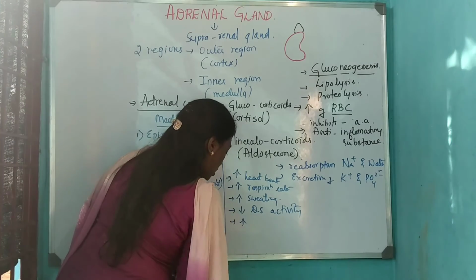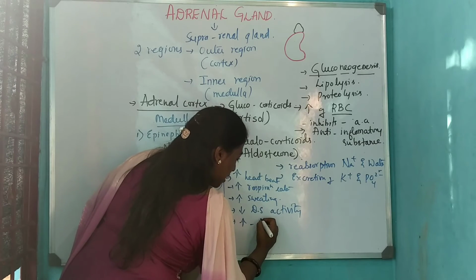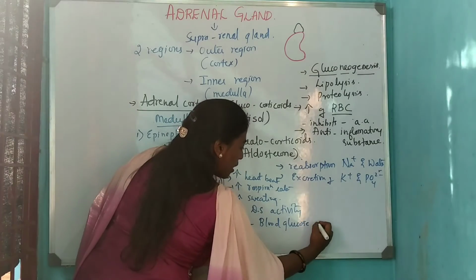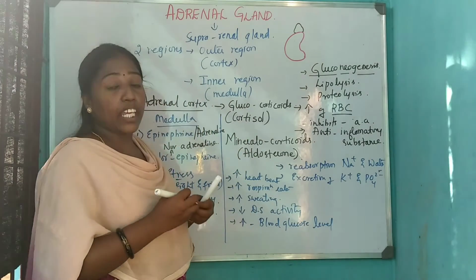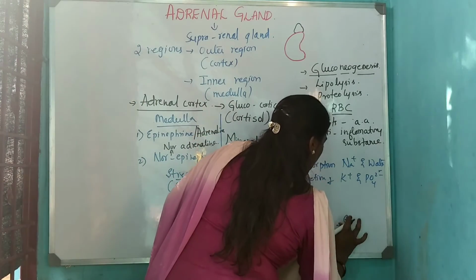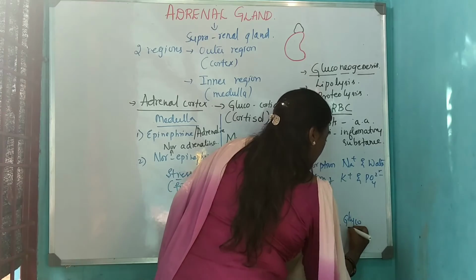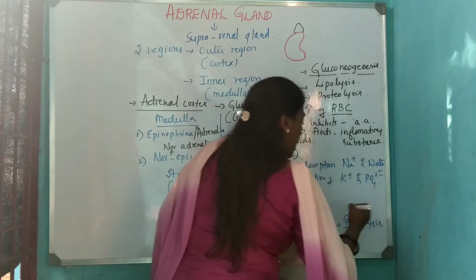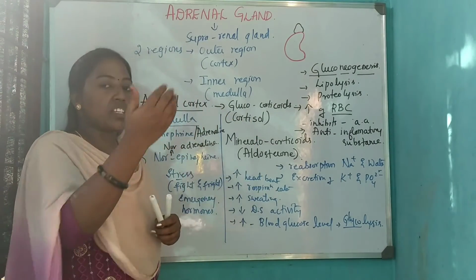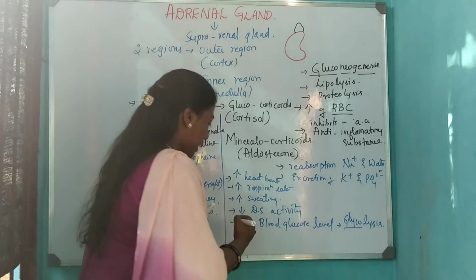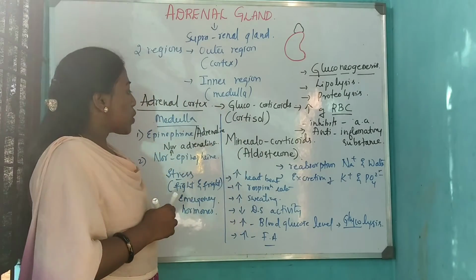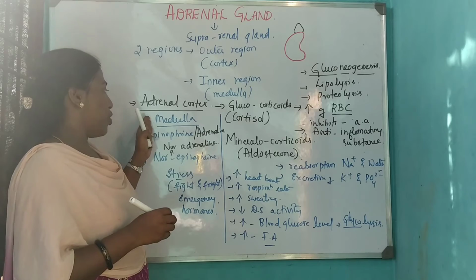The next effect is an increase in the blood glucose level by the process called glycogenolysis. Glycogenolysis means glycogen is getting converted into glucose. In that way, it increases the blood glucose level. Not only that, it also increases the fatty acids in the body. So that is the effect of the medulla hormones.